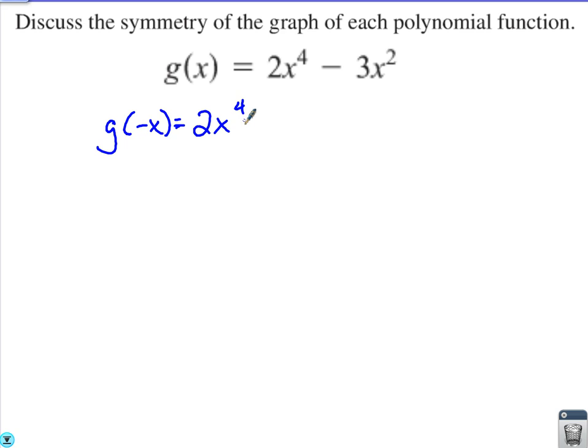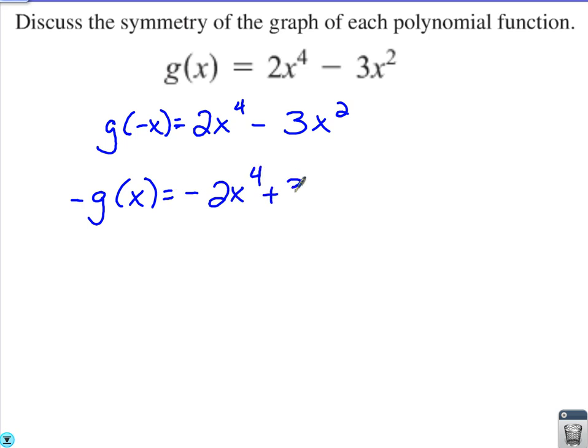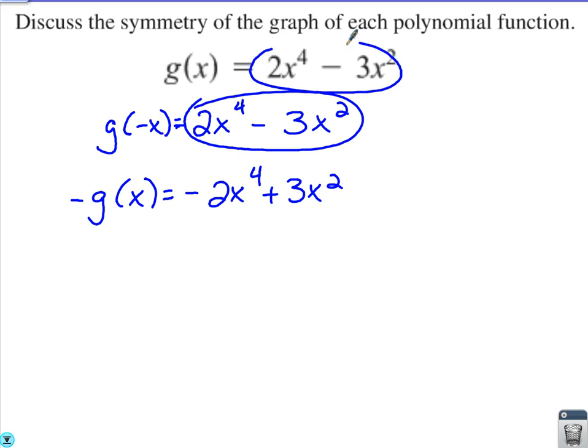It's still positive. Autumn, what about when you plug in negative x here? Is it going to be positive or negative? Ignore this. I mean 3x squared. Will it be positive or negative? Positive. So you stay negative 3x squared. You don't have to go any further. You can, but you know if it's even, it's not going to be odd. Negative g of x would be negative 2x to the fourth and plus 3x squared. Since g of x and g of negative x are the same thing, then it's an even function. It would have symmetry across the y-axis.